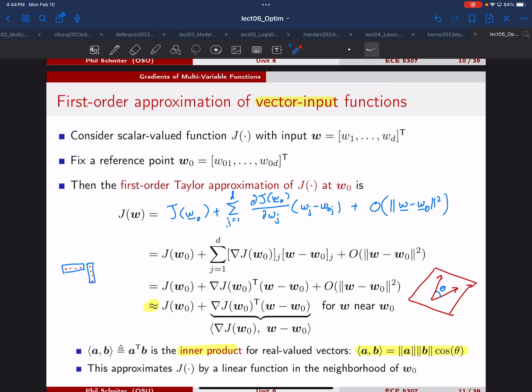So it's kind of cool. If I give you two functions and I ask, what's the angle between the functions? Well, if you know how the norms are defined and how the inner product is defined, you know what the angle is between two functions. It's a nice way of understanding things.